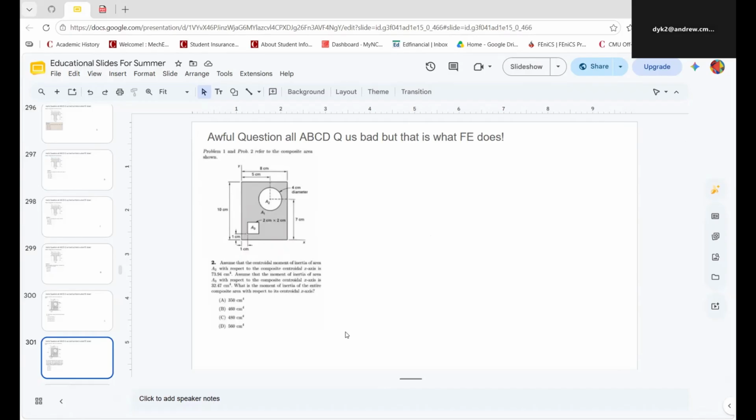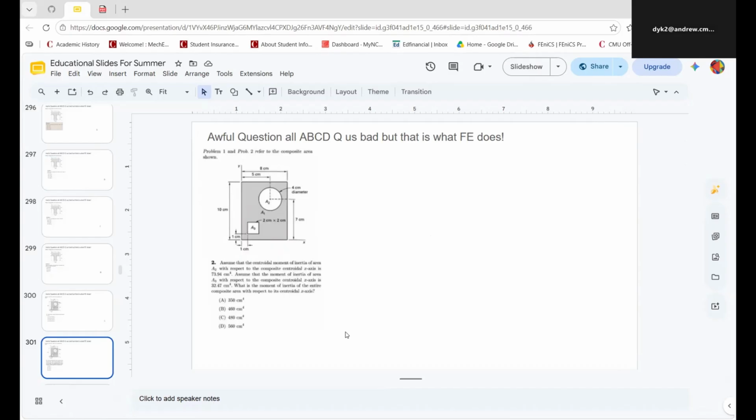Okay. So this is trying to figure out basically what's the moment of inertia of the entire composite area with respect to the. Oh, this is a dumb question. I don't know why they do this to you. I see what they're trying to do. They're trying to make your life easier and harder at the same time, I guess. But all right, what is A2? A2 is that. So what it's saying is basically be lazy.